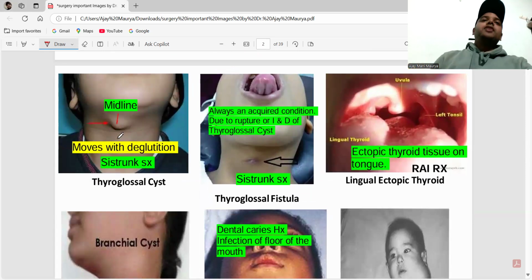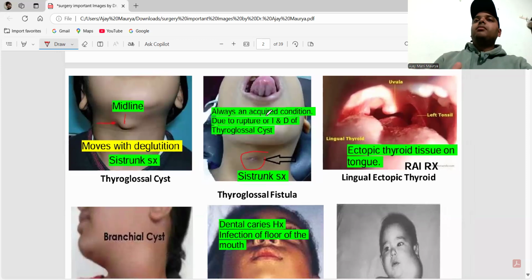And also, guys, what is the surgery? It is the Sistrunk surgery. For the thyroglossal fistula also, the surgery is the Sistrunk surgery. Please remember, the fistula is always an acquired condition, due to rupture or incision of the thyroglossal cyst. It is not congenital; it is always acquired. Surgery will be the Sistrunk procedure also.